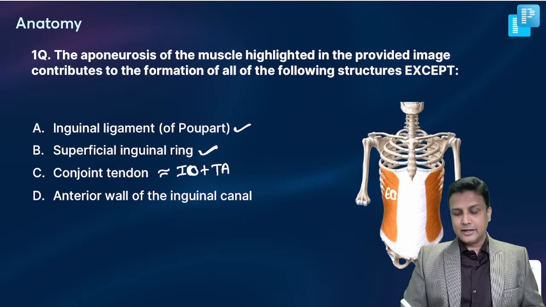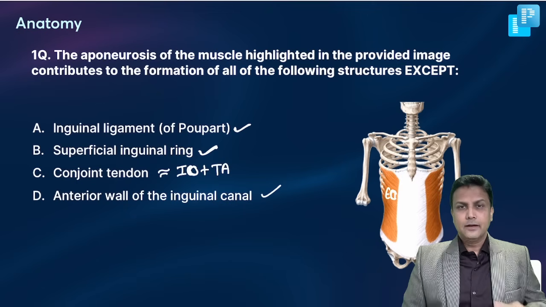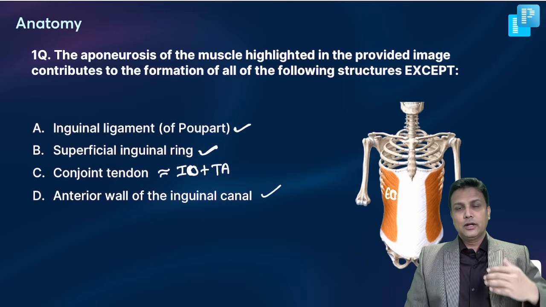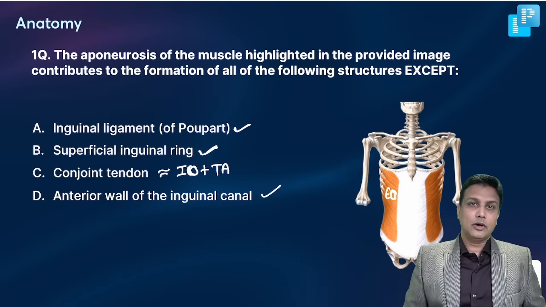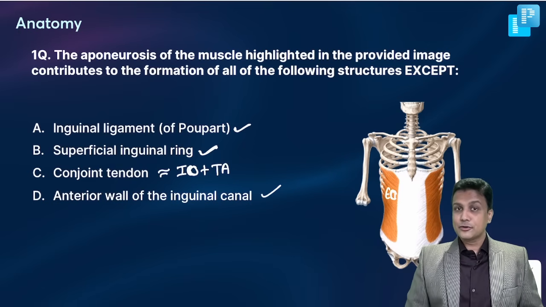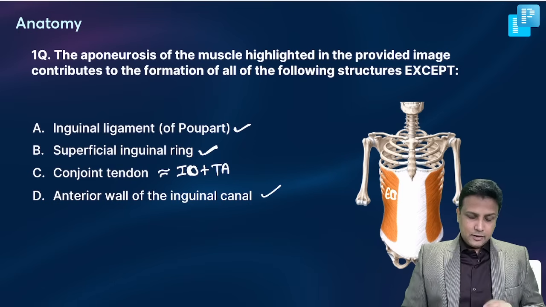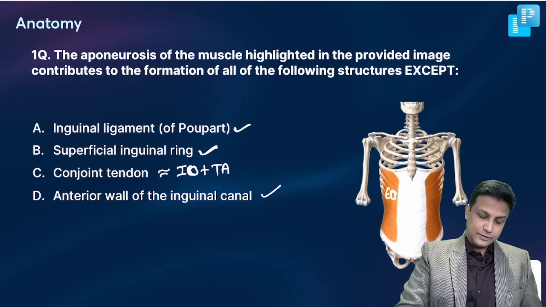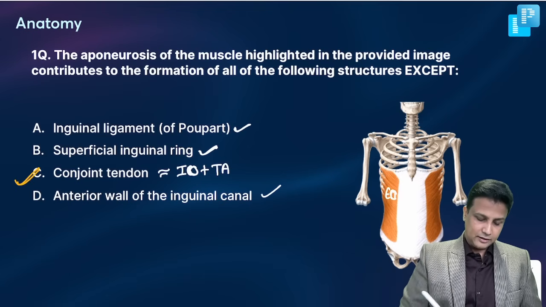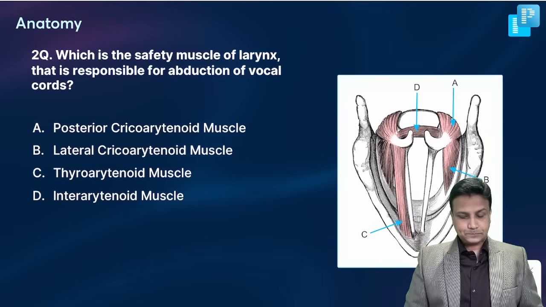Anterior wall of the inguinal canal, of course, that is also contributed by external oblique. The anterior wall of the inguinal canal is formed by two layers. One is your external oblique, which is going to form the complete anterior wall, and even the internal oblique also, but only laterally. So remember that external oblique is going to form all of the following structures except the conjoint tendon. So option C is the right answer here.